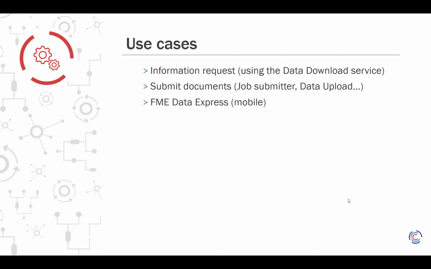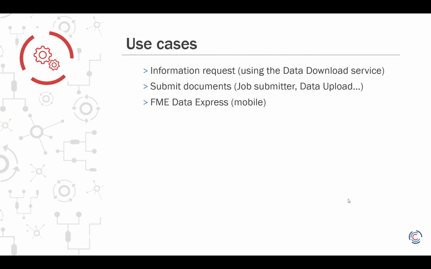Some use cases here. So in the case of information request, an external user wants some information or to download a data set, we can use the data download service of FME Server when we publish the workspace, and use the data download service in our app so that the people get returned a link to a zip file to download with the results of whatever they ask in the app, in the parameters.